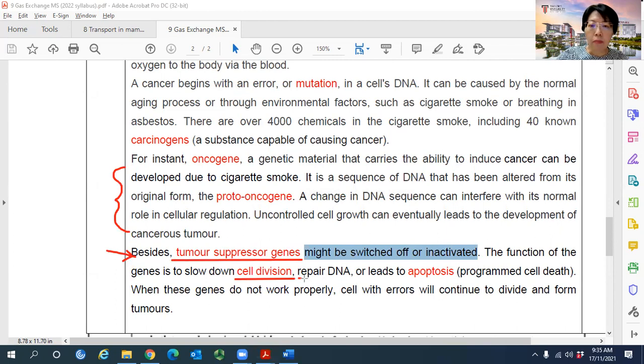It may also repair the DNA so that tumor cannot be formed. So there are many ways to prevent tumor from forming. One is to slow down cell division. Secondly is you go right to the root cause.